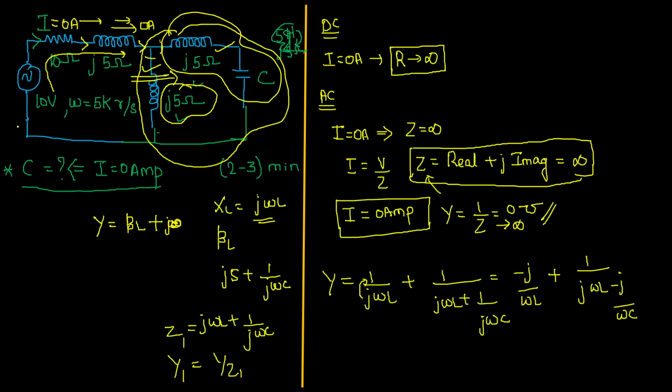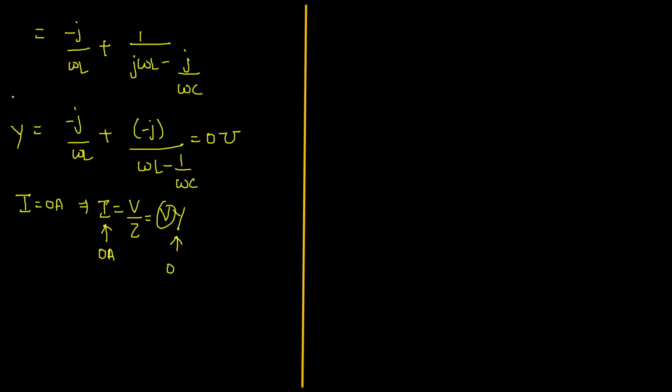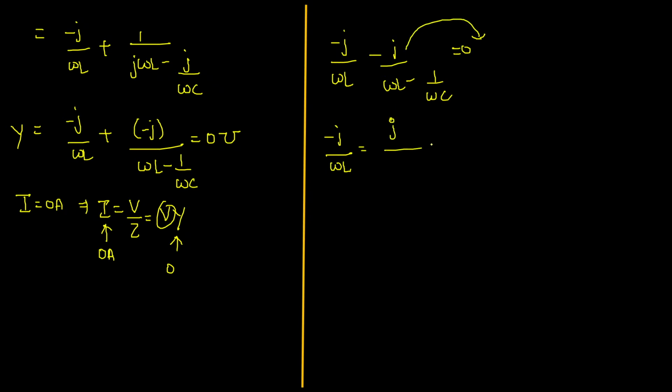See, they told this circuit is having a certain amount of voltage. We cannot make it 0. So this admittance is approaching 0. So if I equate it to 0, then I can write like this: minus J upon omega L minus J upon omega L minus 1 by omega C equal to 0. So in the next step, minus J upon omega L equal to, I am just passing this term to the right side. So this can be written as J into the quantity 1 by omega L minus 1 by omega C.